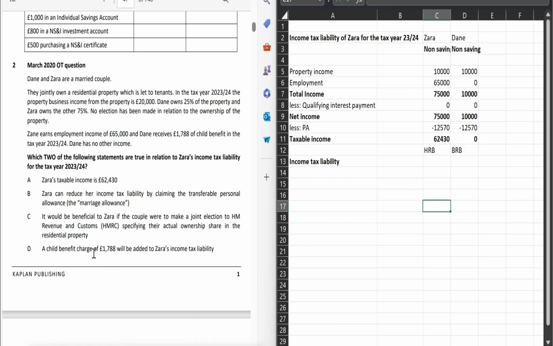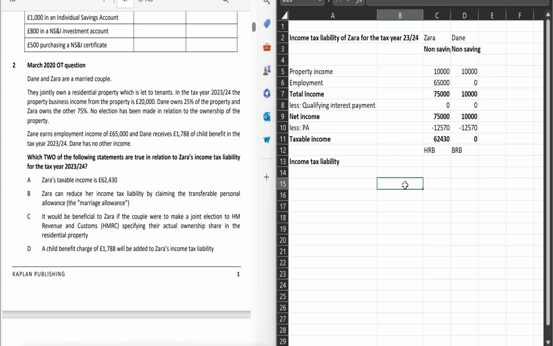Okay, so the last option: a child benefit charge of 1780 will be added to Jara's income tax liability. Basically, child benefit is a tax-free payment from the government that can be claimed in respect of children. But there are certain situations where the charge would be applicable. If an individual receives a child benefit, and he or she, or his or her spouse or civil partner, or partner with whom they are living as if they were married or in a civil partnership, has an adjusted net income of 50,000 or more. What I mean is, if the couple is married and they have children, and their adjusted net income is 50,000 or more.